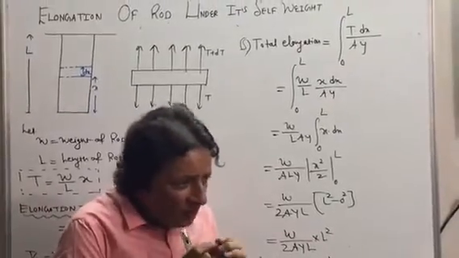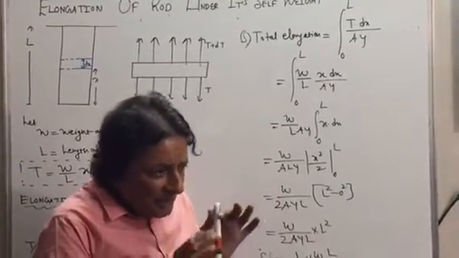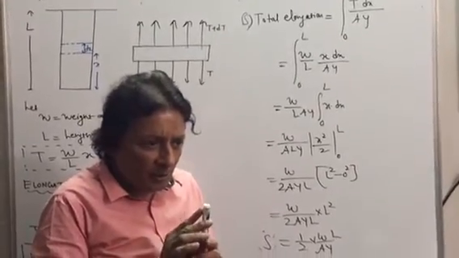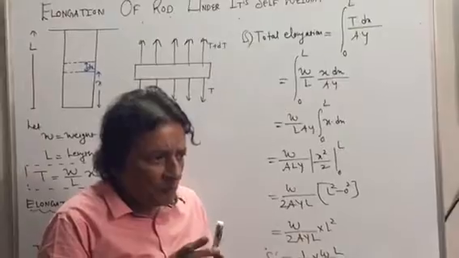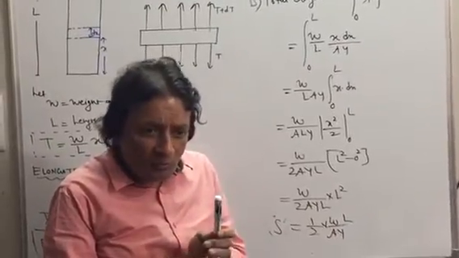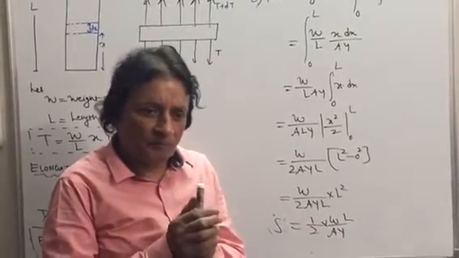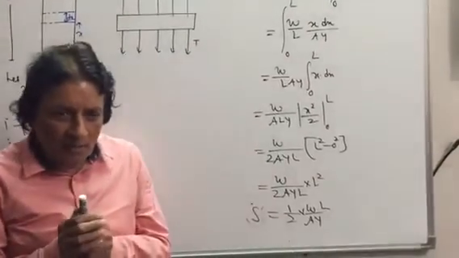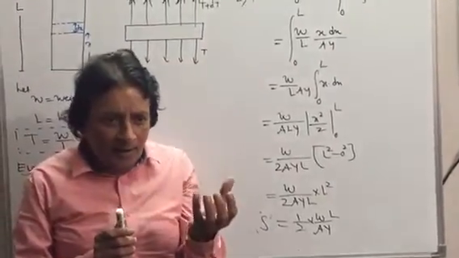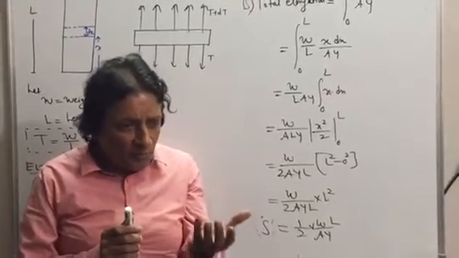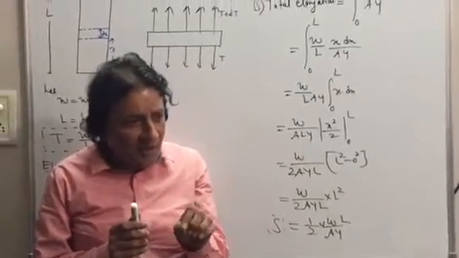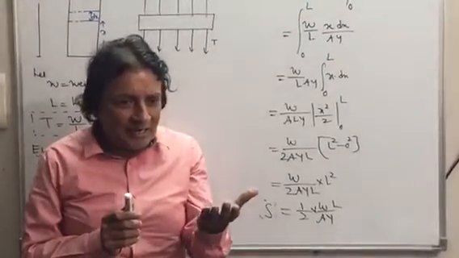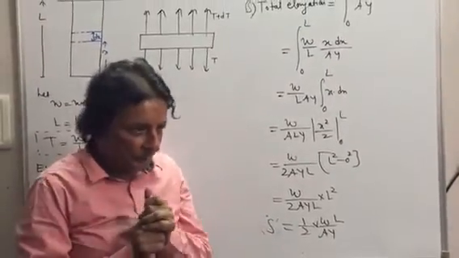Let me tell you the meaning of elongation. Elongation means increase in the length of the rod or wire by virtue of its own weight. I mean, the body is hanging and the body has weight, so due to its own weight, elongation means there is a net increase in length.